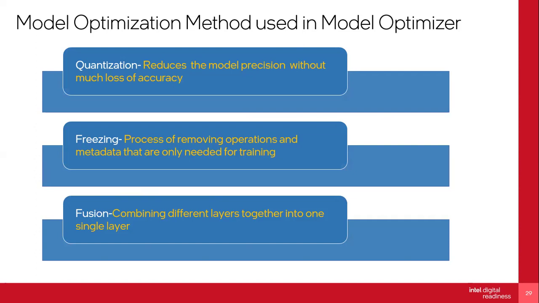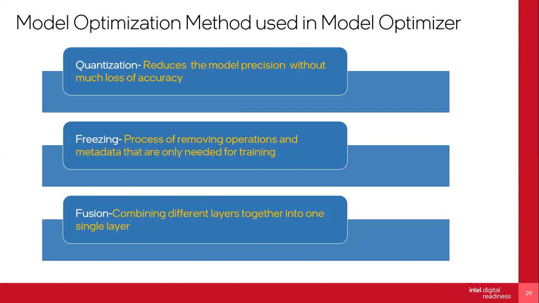Then freezing. What is meant by freezing? The process of removing operations and metadata that are only needed for training. When we are developing it, we don't need a few things, right? Those data we can remove when we are optimizing. So the data which is needed for training, we can delete while doing optimization. That we call freezing, which means we freeze that data for the training period.